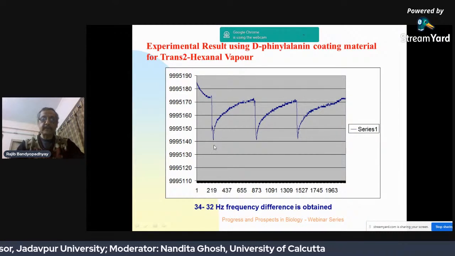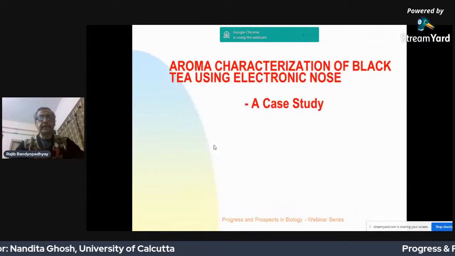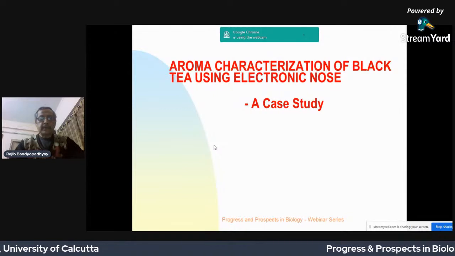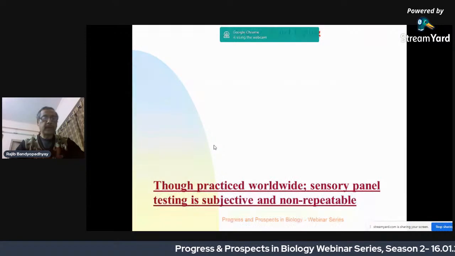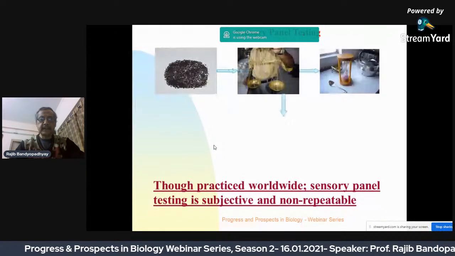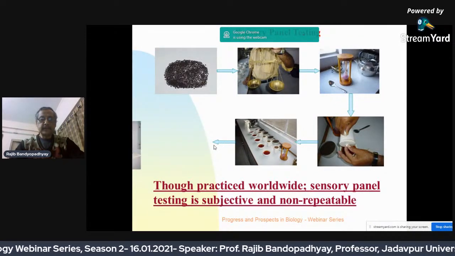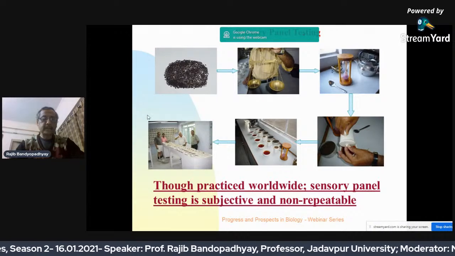Okay, so from that we can find out the concentration. So this way we have developed many such sensors. Now about our experience with black tea using electronic nose. This is the standard technique for testing this tea. And you see, this is a tea tester.